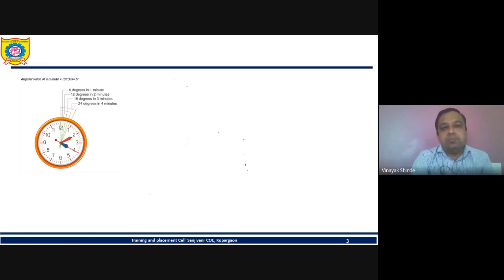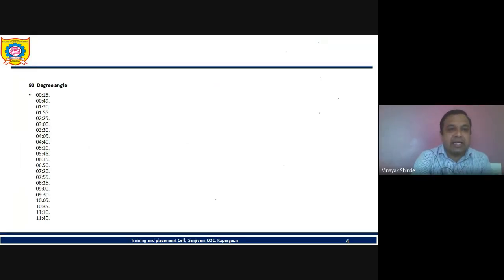Now, in the problem statement, they are asking how many times the 0 degree, 180 degree, and 90 degree angle is made. This is the 90 degree angle. I have shown over here the time span for the 90 degree. 90 degree means perpendicular. 180 degree means straight, the minute hand and hour hand are straight, right? And 0 degree means coincide, overlap. This is a minute hand, and this is an hour hand.